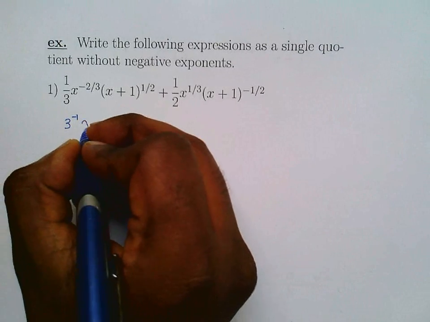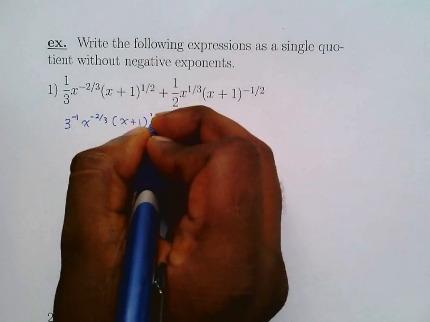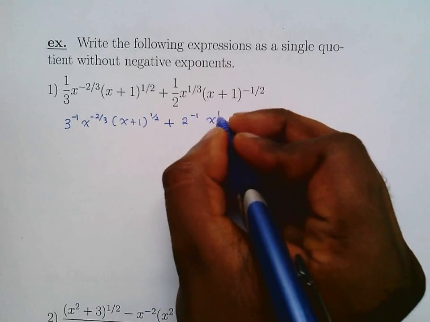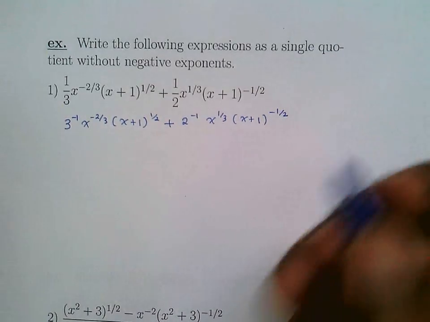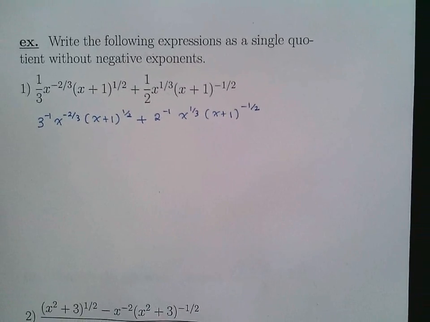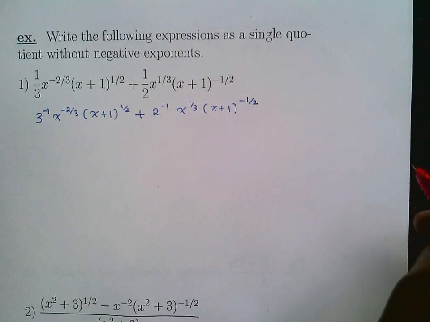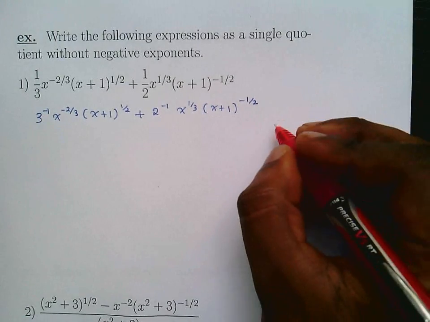Let me write this again in a different form: 3 to the negative 1, x to the negative 2/3, x plus 1 to the power 1/2, plus 2 to the negative 1, x to the 1/3, x plus 1 to the power negative 1/2. Now, the key factor here is to pick the least exponent of each of the terms. So write all the terms.